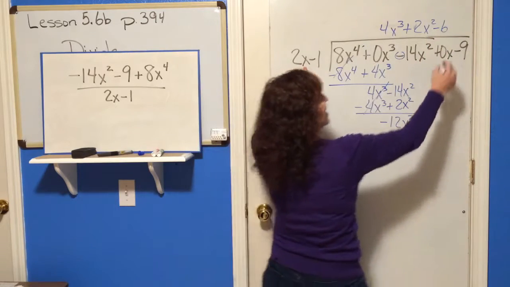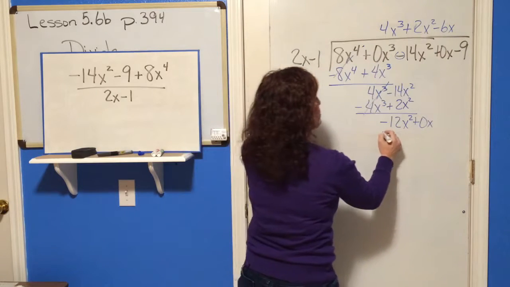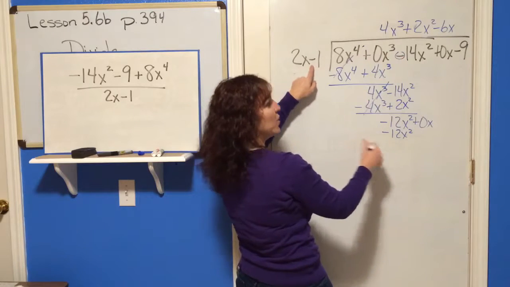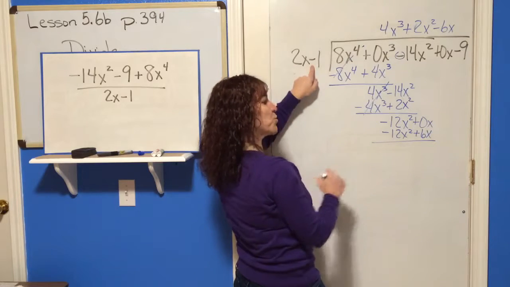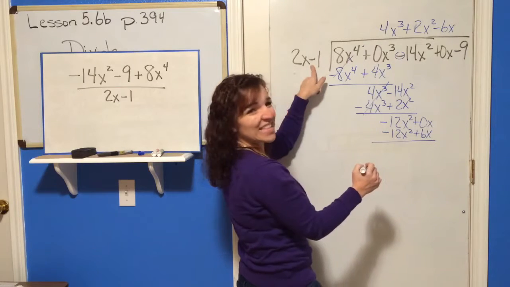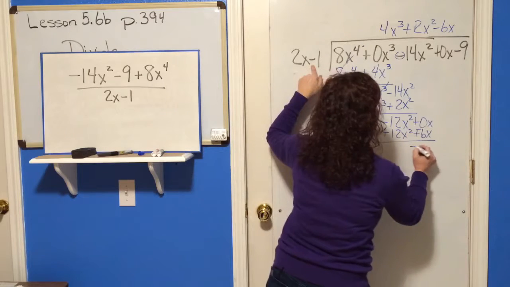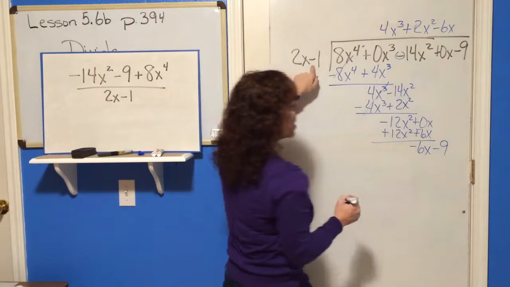And x times x is x squared. So negative 6x times 2x is your negative 12x squared. Negative 6x times a negative 1 becomes a positive 6x. When you subtract, change all the signs. Don't forget this step. Don't forget to change all the signs. There we go. So now we have a negative 6x. Bring down a negative 9. We're almost done.